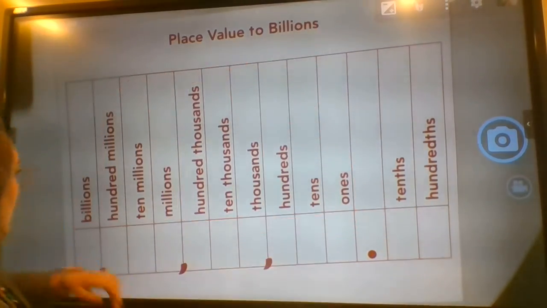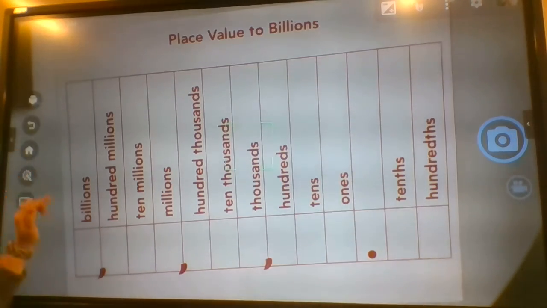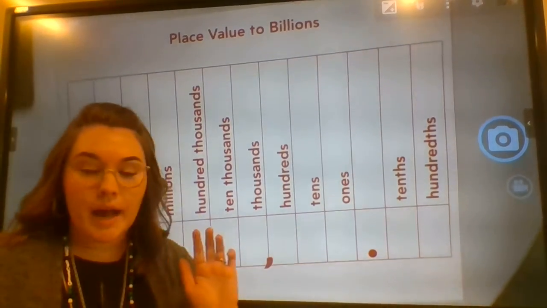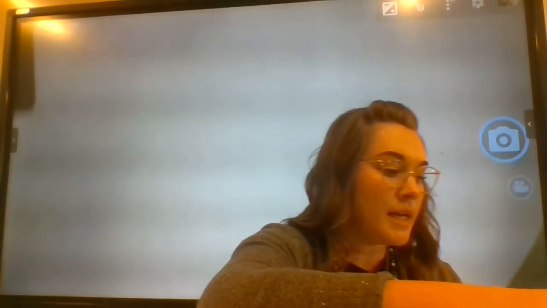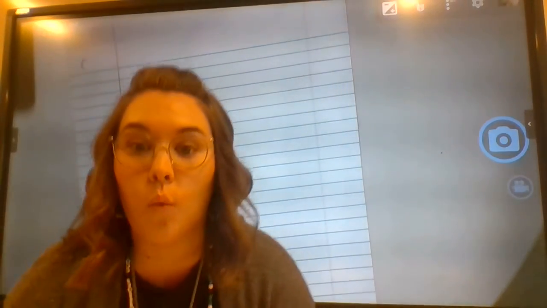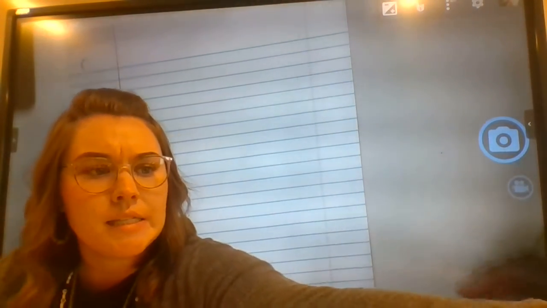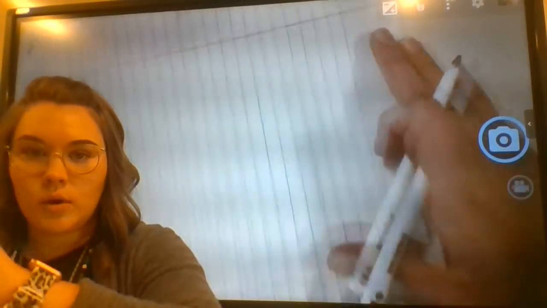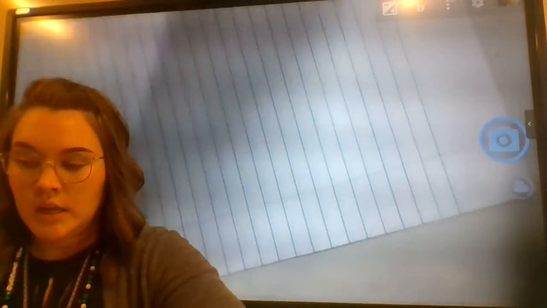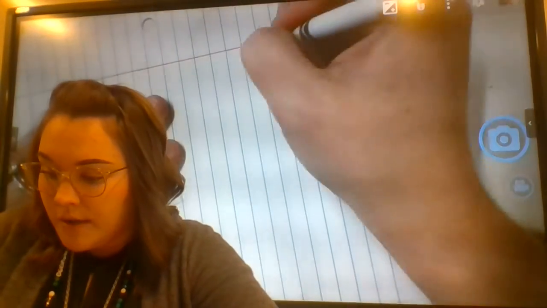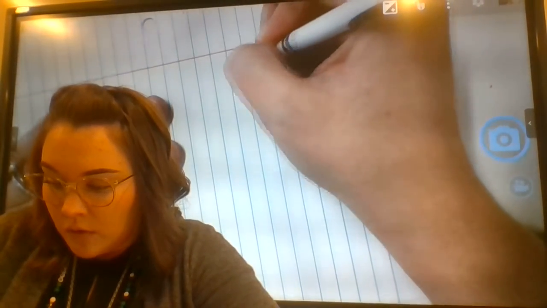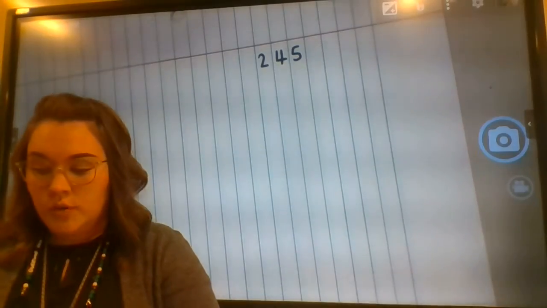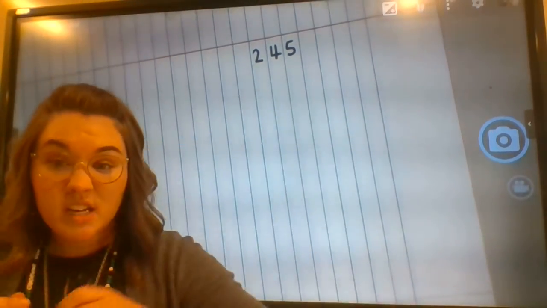So I want to know if you guys remember how to write numbers in standard form, in expanded form, and in word form. So we're going to start with a real easy peasy number. I'm going to turn my paper sideways because this just helps me organize it, because math has to be organized. Okay, so we're going to start with the number 245.